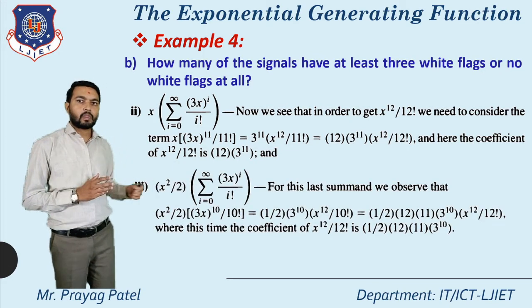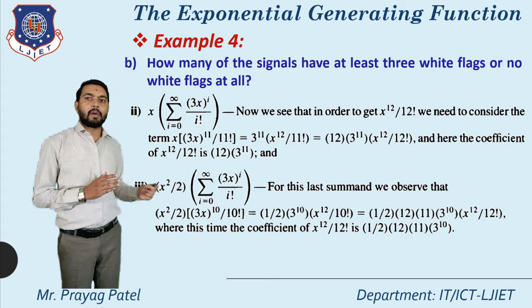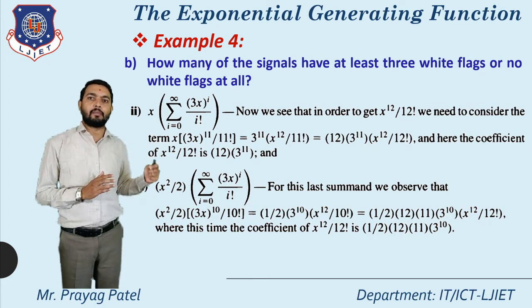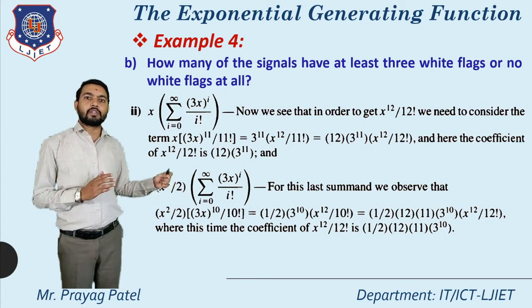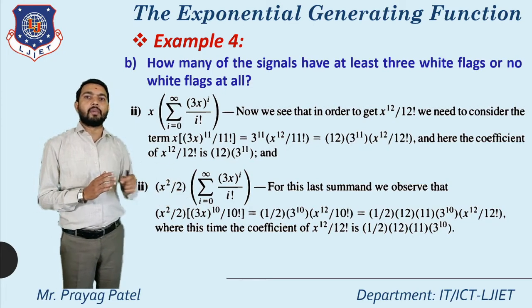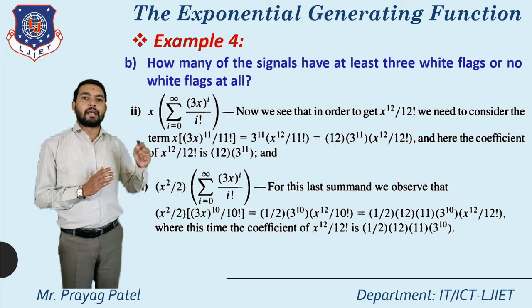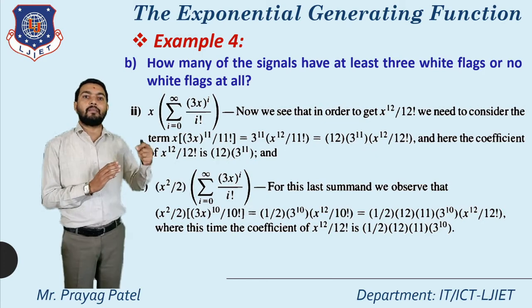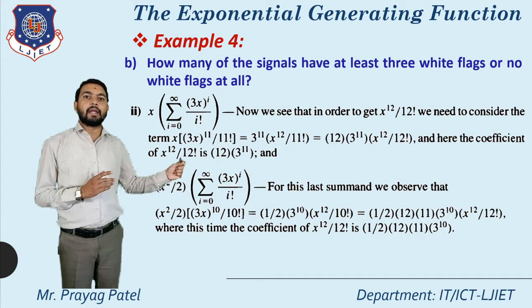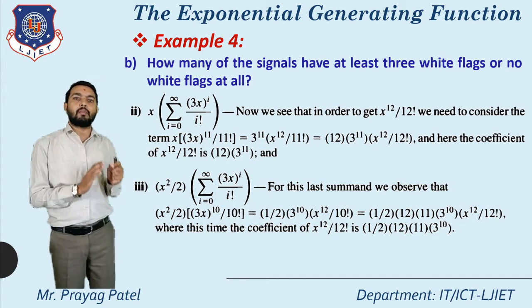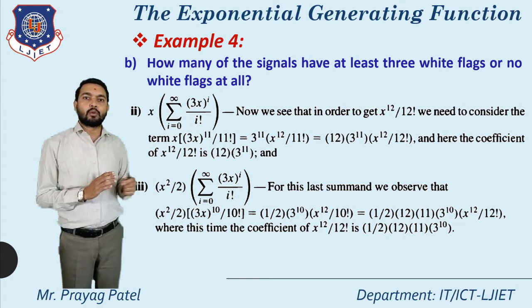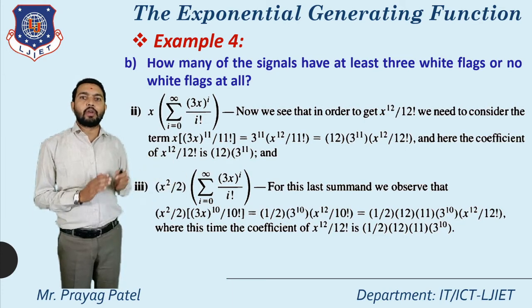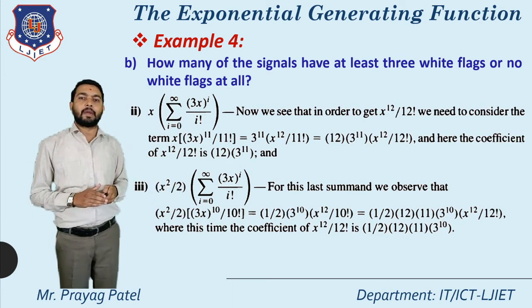Now the third part. The third part is x square divided by 2 factorial into sigma i equal to 0 to infinity 3x raised to i divided by i factorial. Now solve this equation and we get the result as 1 by 2 into 3 raised to 10 into x raised to 12 by 10 factorial. Now we convert this into x raised to 12 by 12 factorial form, and we get the coefficient of x raised to 12 by 12 factorial as 1 by 2 into 12 into 11 into 3 raised to 10. So this is the coefficient of x raised to 12 divided by 12 factorial.